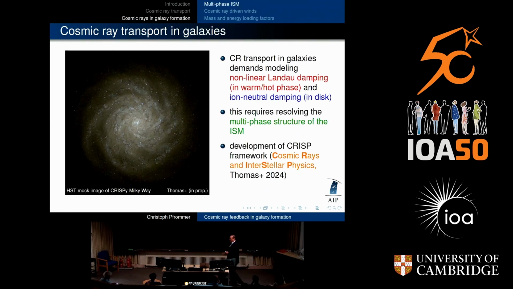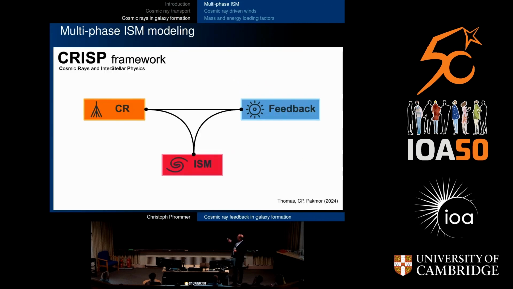All right. Now, we want to model galaxy formation. So that means we have to model cosmic ray transport in these galaxies, and this means we have to model the interactions of cosmic rays in the warm and hot phase. So this is nonlinear Landau damping, and in the neutral and coldish phase, ion-neutral damping prevails. It's very strong there. So this requires resolving the multi-phase structure of the ISM, and Timo and Thomas developed this CRISP framework, and you can see this beautiful galaxy that comes about there. What is this? Well, we couple cosmic ray physics to feedback physics and to resolve the multi-phase structure of the ISM.